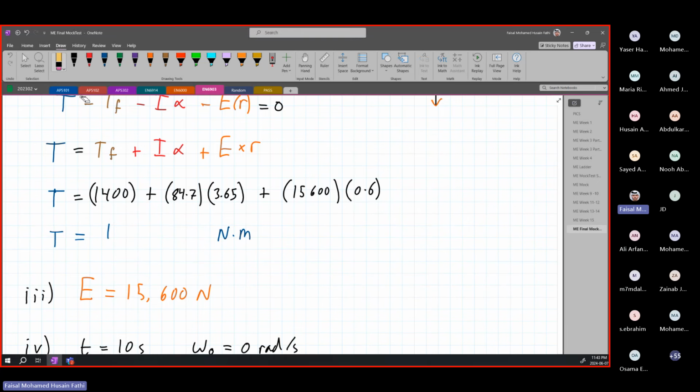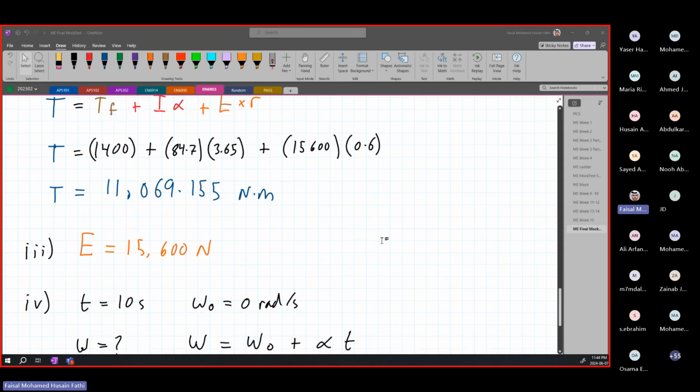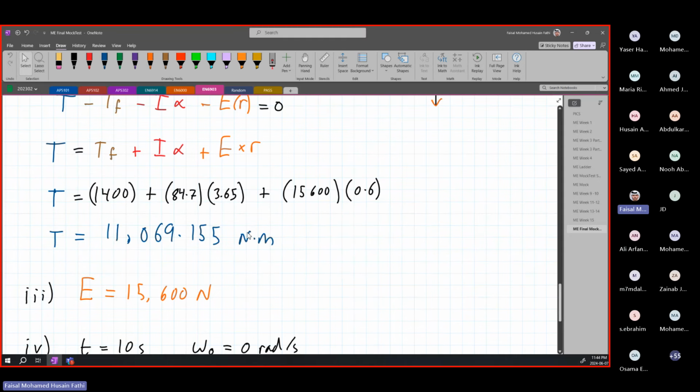I've already solved this before and I actually got the right answer last time, but I don't know why I put this number instead. So it's 11,069.155 Newton meter. Thank you for that. Again, it's just a calculation error. It's not even a calculation error, it's a copying error. The steps are the same. This is just the actual answer for this.